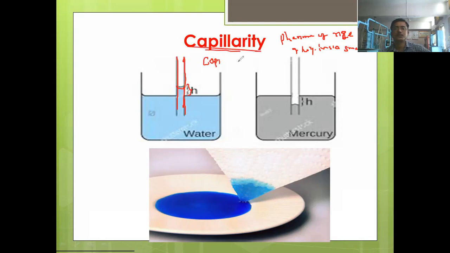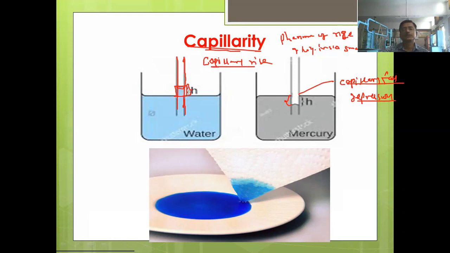त्याला आपण काय म्हणतो? Capillarity. And the rise in the liquid is called capillary rise, and fall in the liquid is called capillary fall or capillary depression. Okay, so this is the capillary rise or capillary fall.